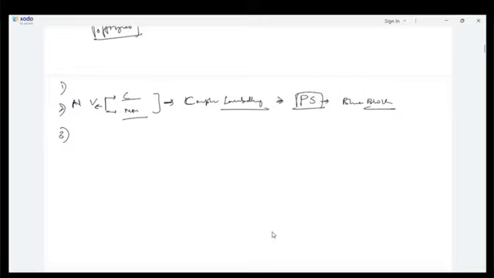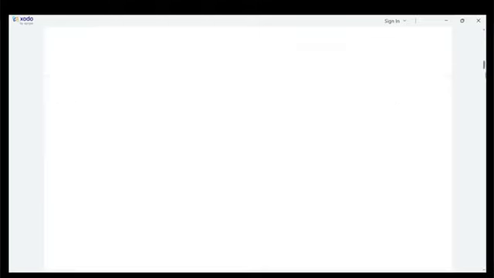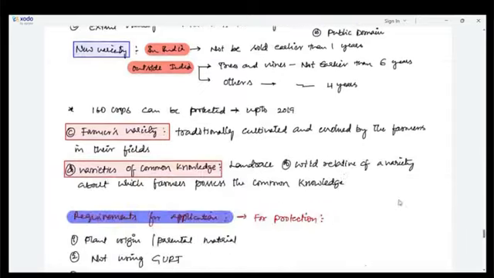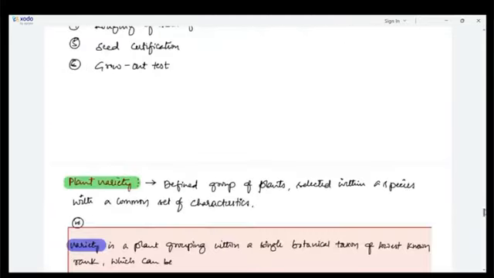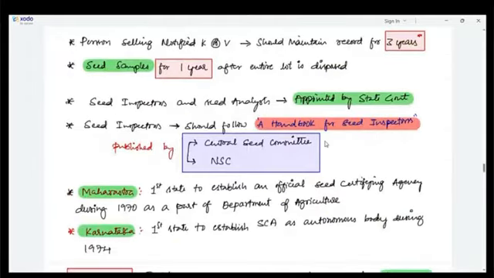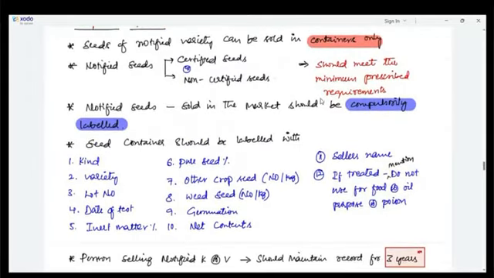The third one is the labeling of the containers. If they are doing their own labeling without certifying their seeds, the labels should contain certain parameters, like I have mentioned here. Let's scroll down. Yeah, so these are the parameters which should be mentioned in the label when the seed is notified.